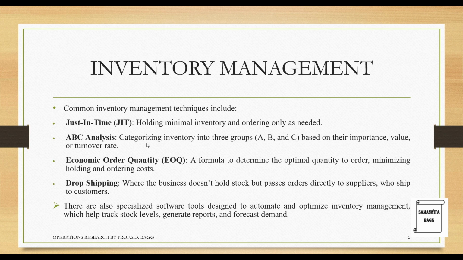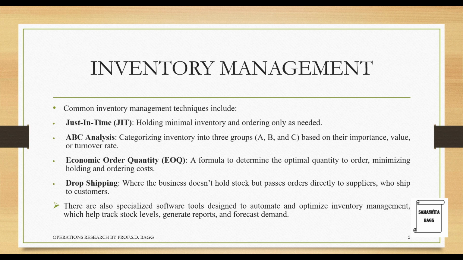ABC analysis, categorizing inventory into three groups A, B, and C based on their importance, value, and turnover rate. Where A stands for high value products, B stands for moderate value products, and C stands for low value products. So you will always want to bring high value products in lower quantity, moderate value products in moderate quantity, and low value products in high quantity because it is easier to store and you also save on money.